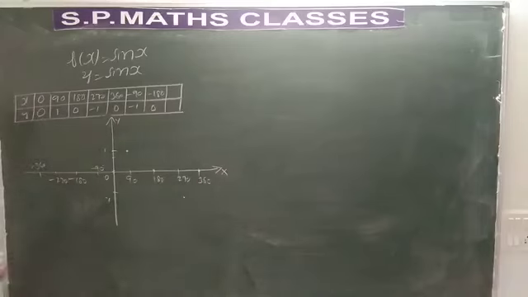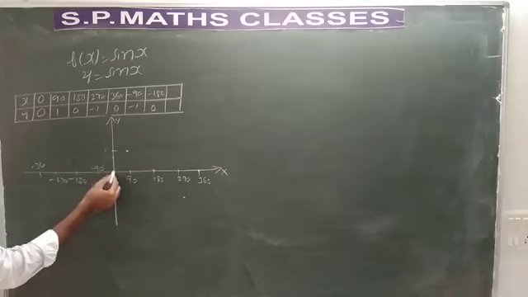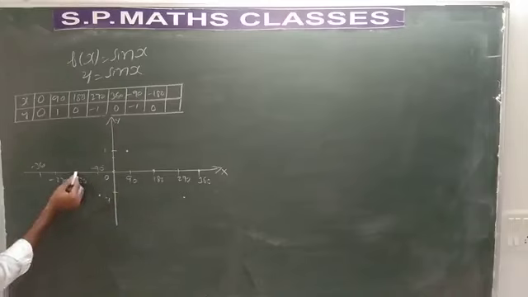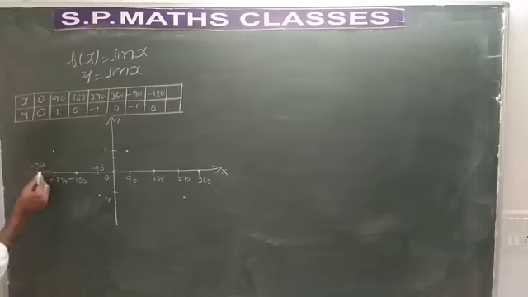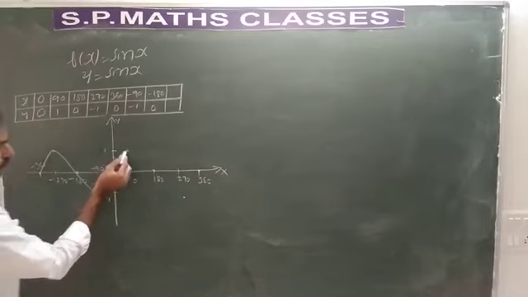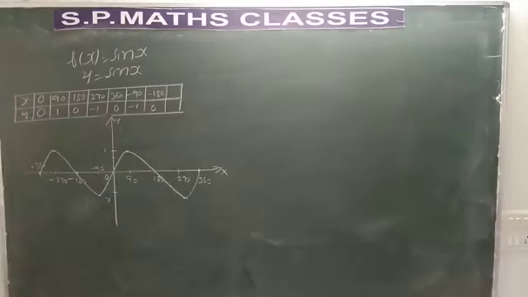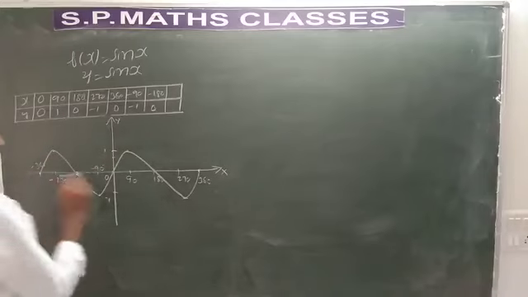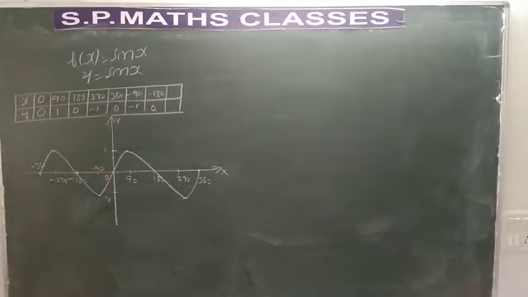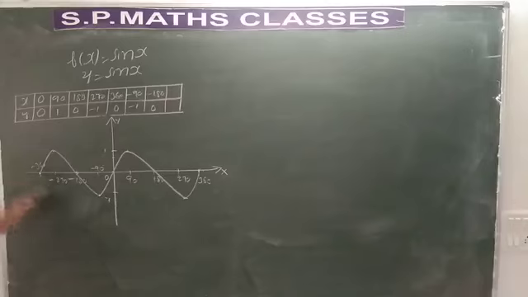For 0 it is 0, 90 degrees 1, 180 0, 270 minus 1, 360 0. Last year we have solved this. And similarly for 0 it is 0, for minus 90, minus 1, minus 270 plus 1, minus 360 0. How the graph will be? This is the graph. So this is the graph of the sine function from minus 360 to plus 360. You can see that it is a continuous function. There is no break in the graph of the function.